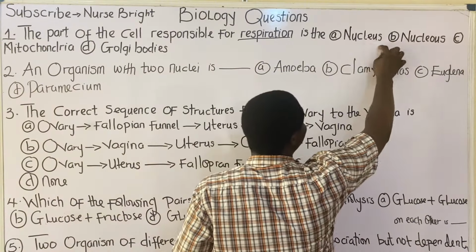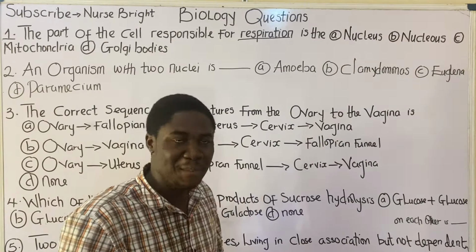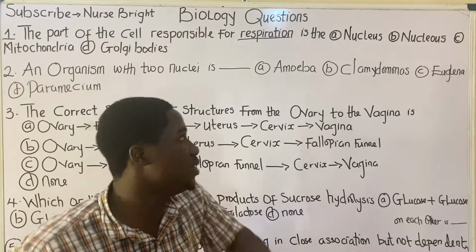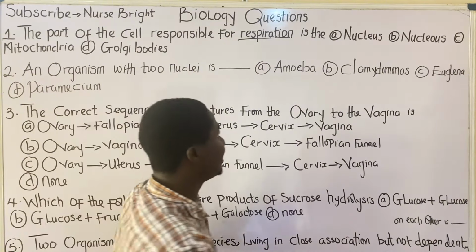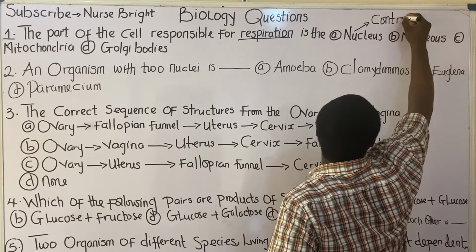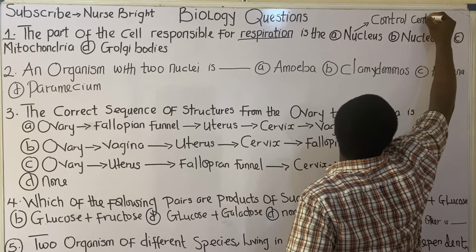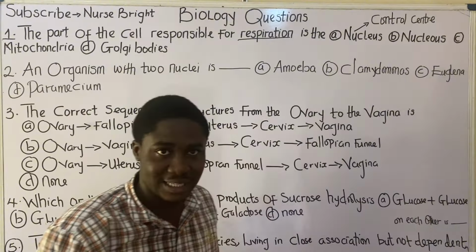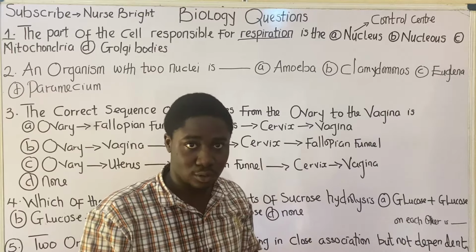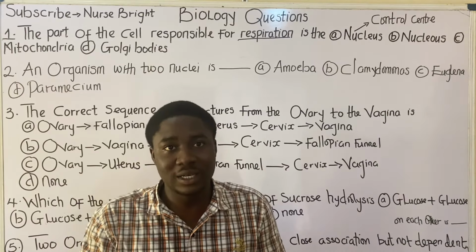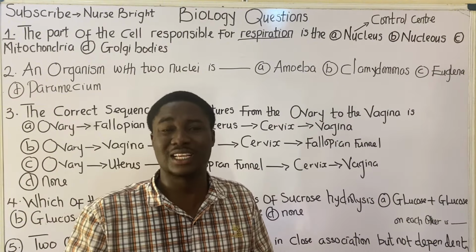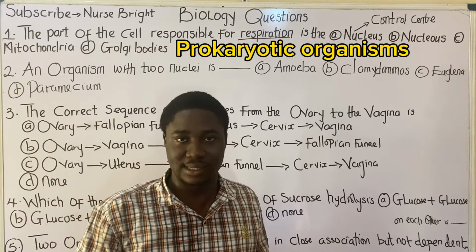Now, if you check here, this is nucleus. Remember, the nucleus of a cell does not have any business to do with respiration. Yes, the nucleus of a cell is simply regarded to be the control center of that cell, meaning that it is extremely important. But remember, we have some organisms without a well-developed nucleus. Those organisms are called prokaryotic organisms. Are you getting me now?